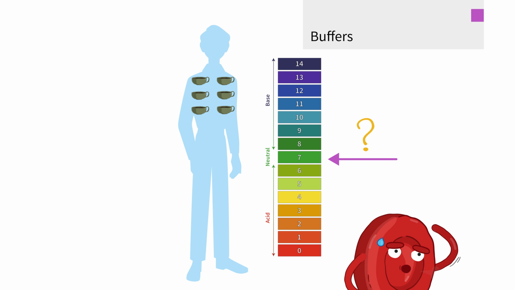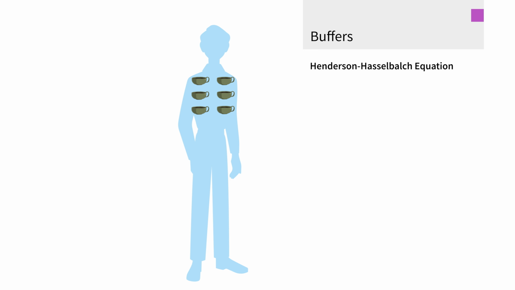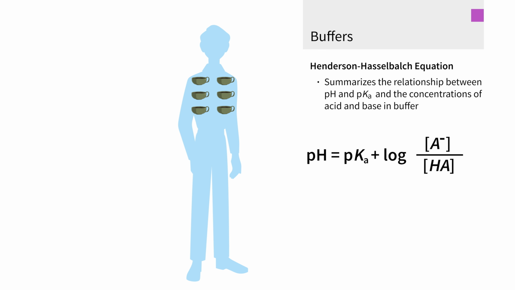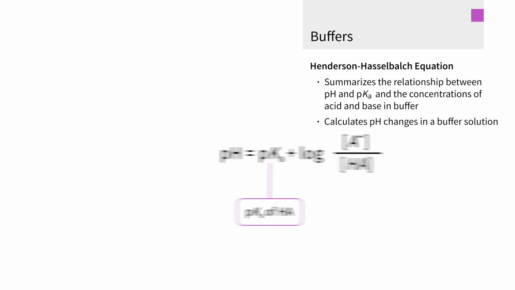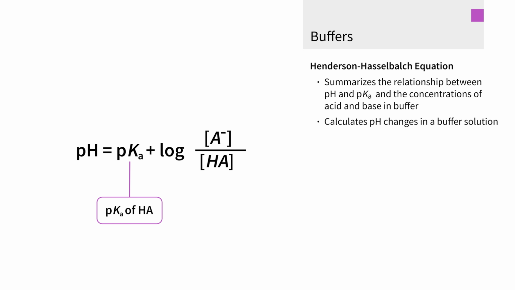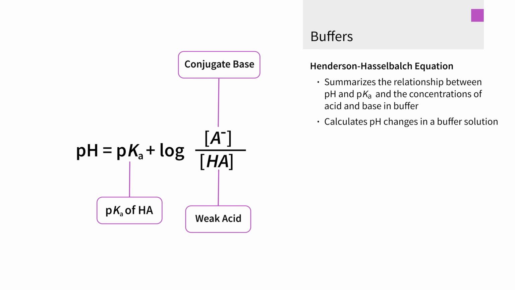If we want to calculate the pH of a buffer system, we can use an equation called the Henderson-Hasselbalch equation. This equation summarizes the relationship between the pH, pKa, and the concentrations of acid and base in a buffer. This allows us to calculate, and often even quickly estimate, the pH changes in a buffer solution provided we know the buffering acid's pKa. In the Henderson-Hasselbalch equation, the HA represents the weak acid, A- is the conjugate base, and the pH is the overall pH of the solution.